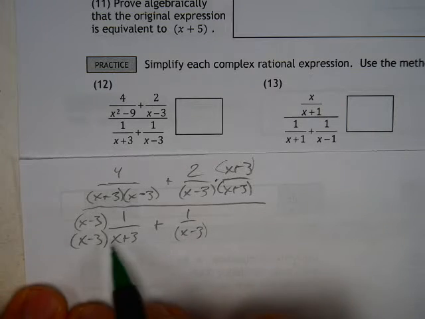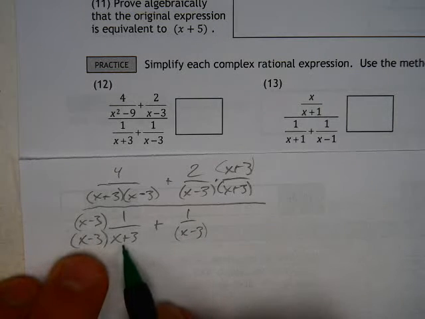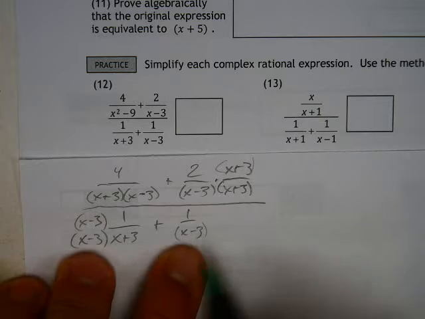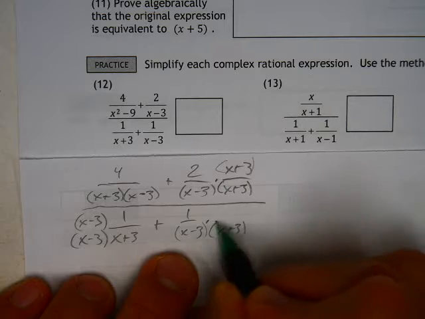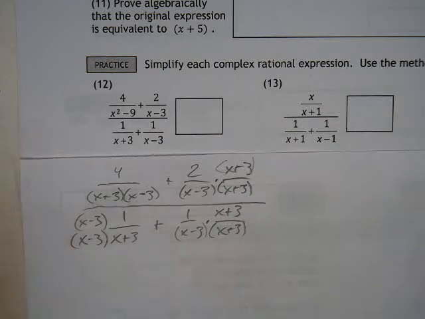Now, again, we did the minus 3 and the minus 3 so that we can have a common denominator of x plus 3, x minus 3. We do that over here. We have the minus 3. We need the x plus 3 now. And the x plus 3. So now we have common denominators all around.